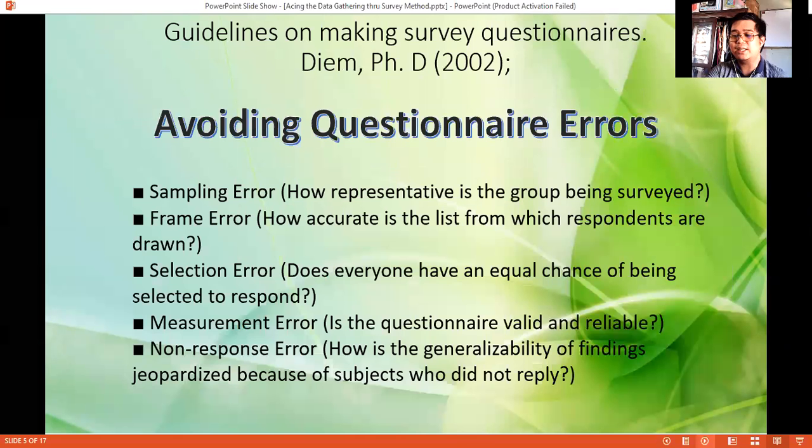So, let's start. The things that we need to avoid in a questionnaire: the first one is sampling error. Sometimes we try to write a questionnaire with a highfalutin level of grammar or language, which can be misinterpreted by your respondents. So you need to consider first your sample.